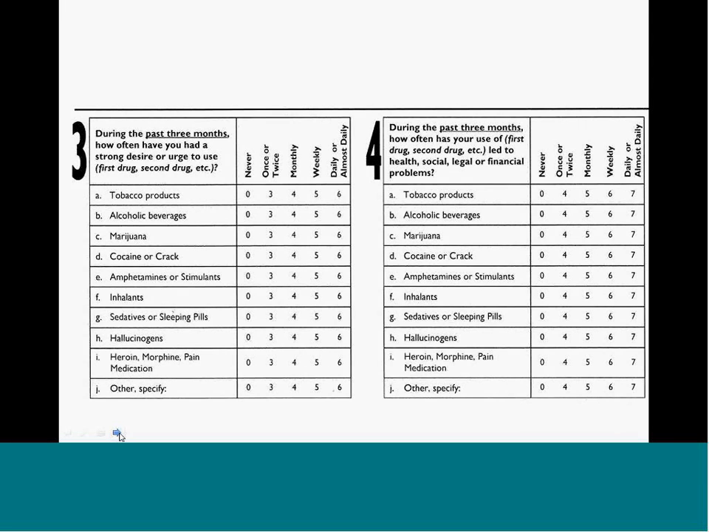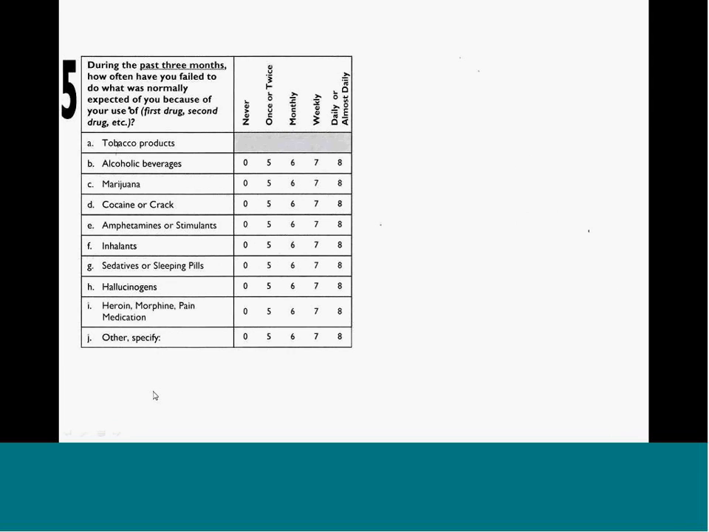So number 5, in the past 3 months, how often have you failed to do what's normally expected of you because of your use of alcohol? There'd be having a hangover, not going to work, spending too much money drinking so they couldn't pay the rent. Whatever those are, you continue to say, never means not at all in the last 3 months. They haven't done that. Once or twice means that this has happened once or twice in the last 3 months. Monthly is 1 to 3 times a month. Weekly is up to 4 times a week, and daily is 5 or more times a week.